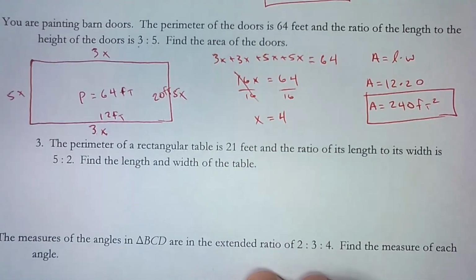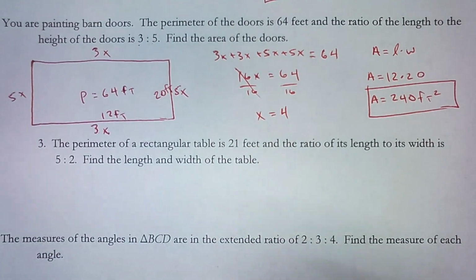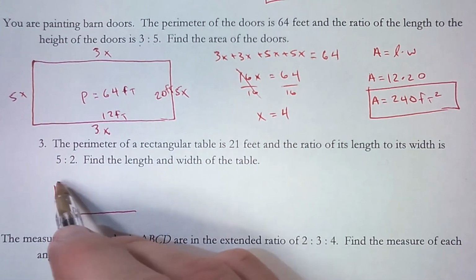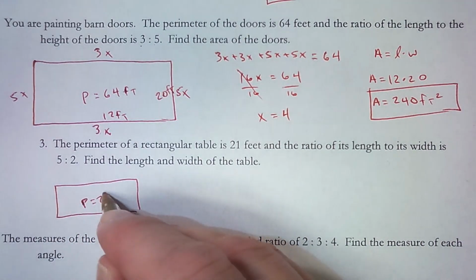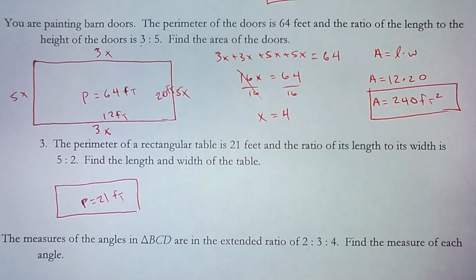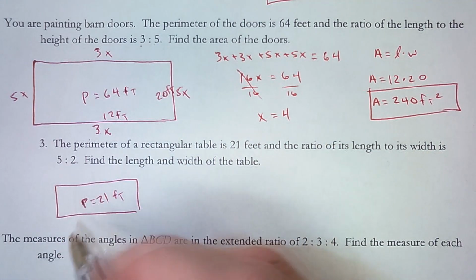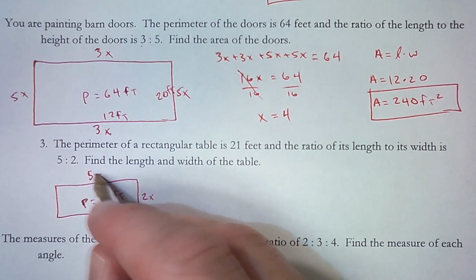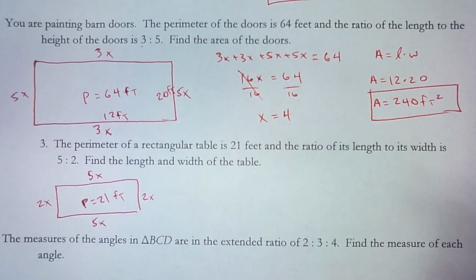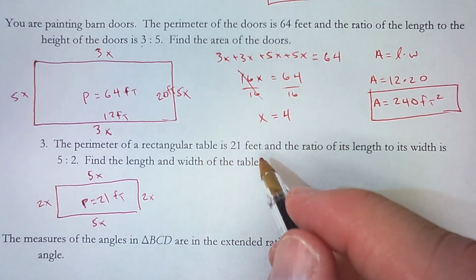Okay, so here's a similar problem. The perimeter of a rectangular table is 21 feet. And the ratio of its length to width is 5 to 2, so 5x and 2x. Okay, find the length and width of the table.